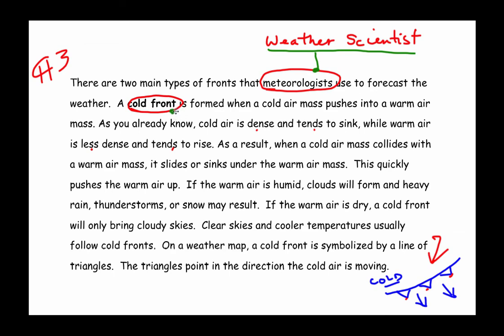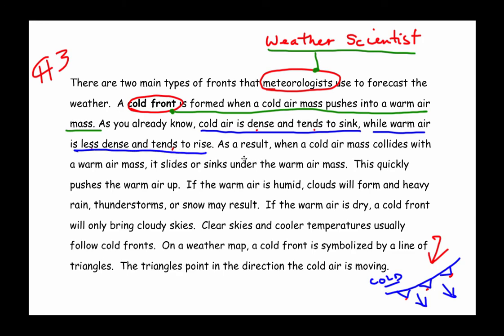So a cold front is formed when a cold air mass pushes into where a warm air mass is. And you're going to need your blue colored pencil. The main ideas here: cold air is dense, tends to sink, while warm air is less dense, tends to rise. As a result, a cold air mass will slide or sink under a warm air mass when a cold air mass moves towards a warm air mass. This quickly pushes the warm air up.